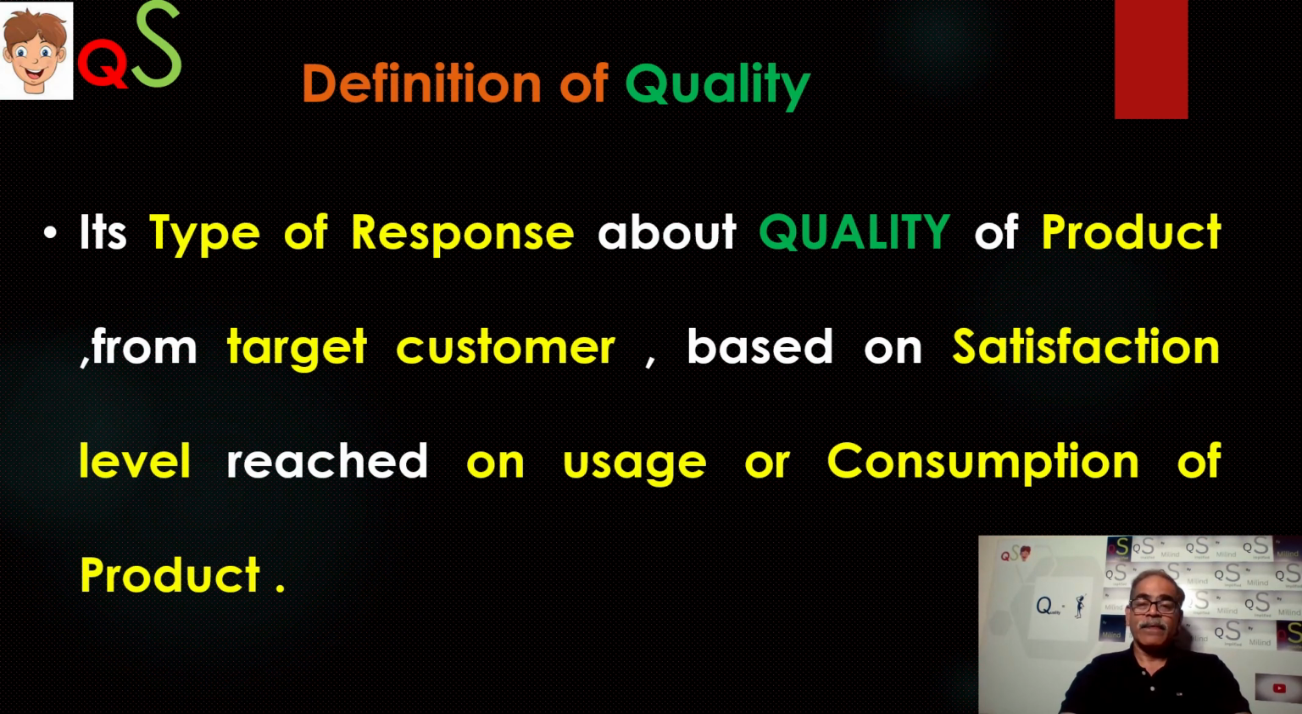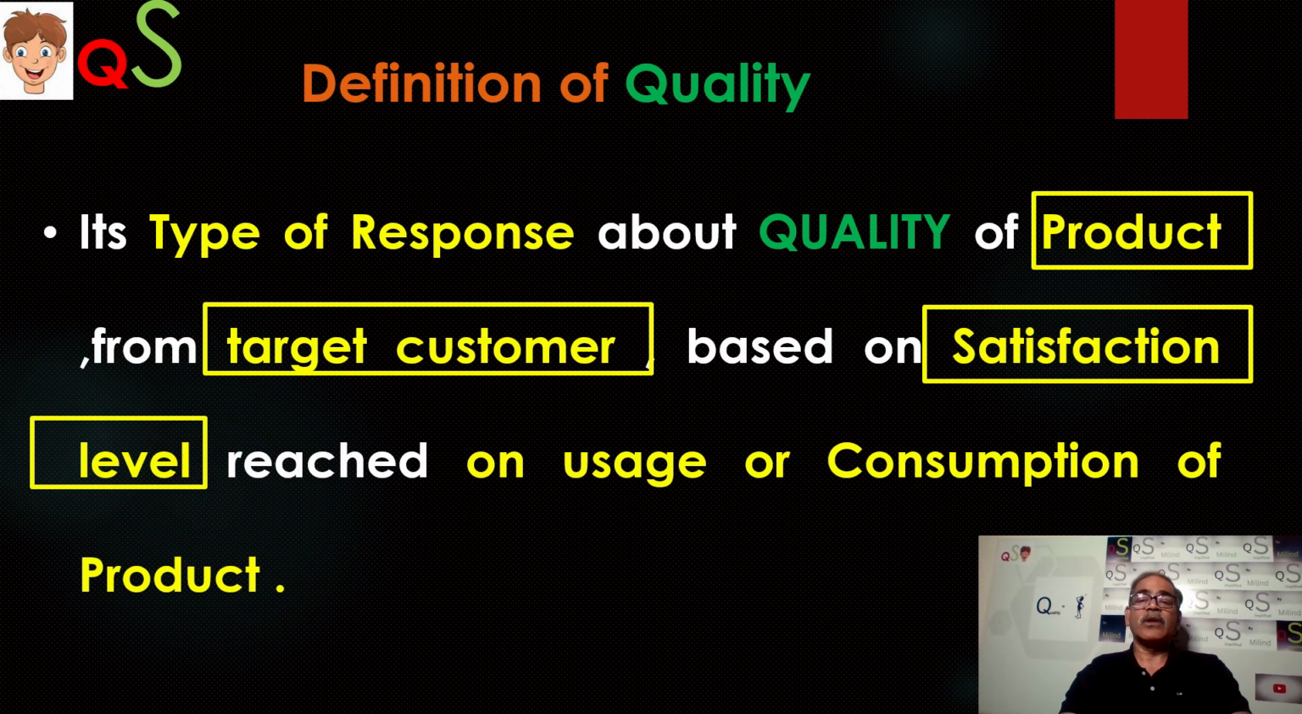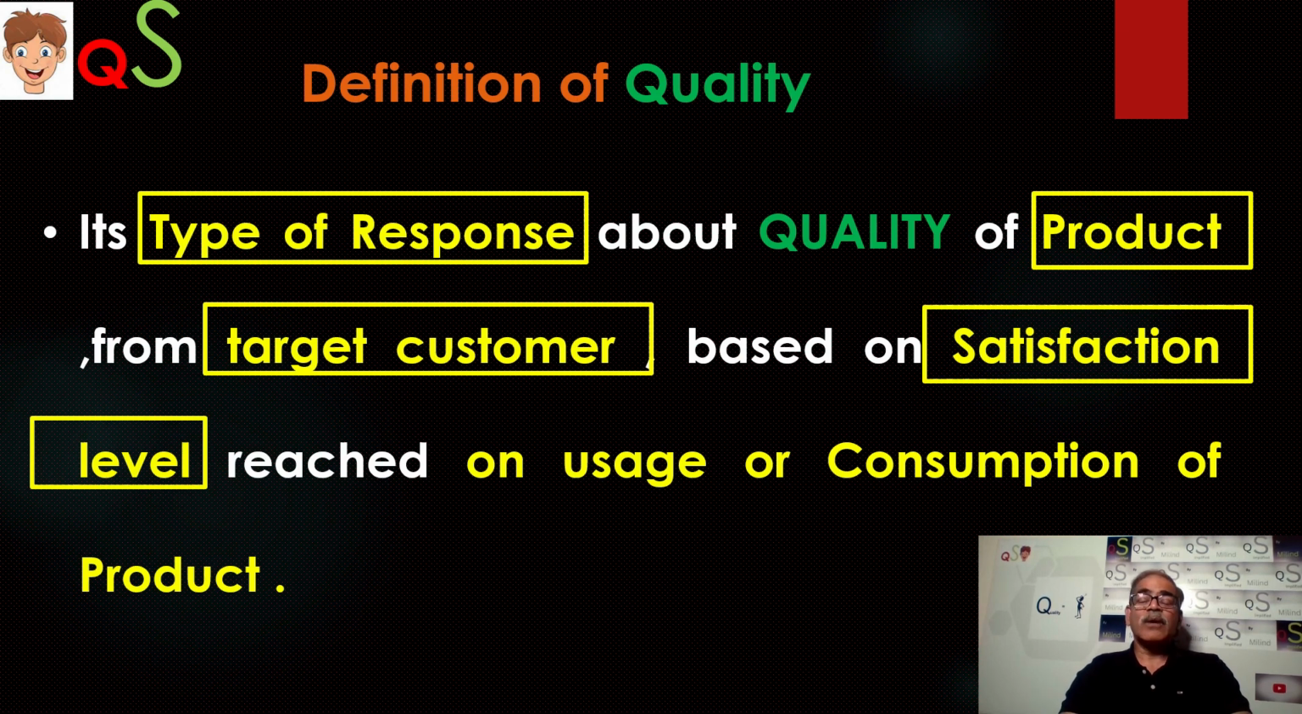You can see all the elements we talked about during evaluation of a quality of product are present here. There is a product, there is a target customer with expectations known, there is a satisfaction level reached and there is an emerging response. We'll keep validating this definition in forthcoming sessions.